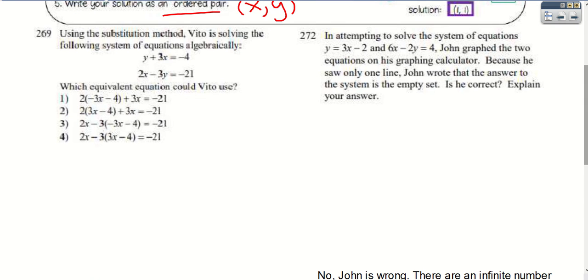Okay? So for the first one, it's just which of these could he use? So if we took the first equation and solved it for y, we would want to move this 3x to the other side by subtracting.